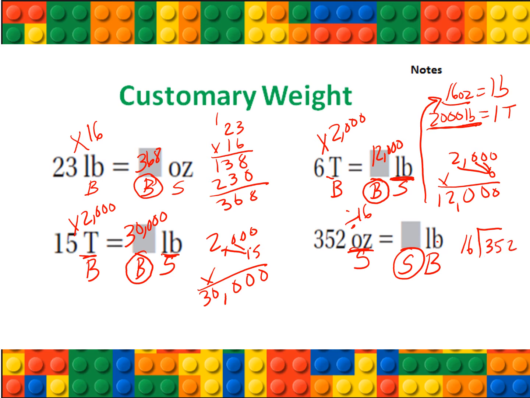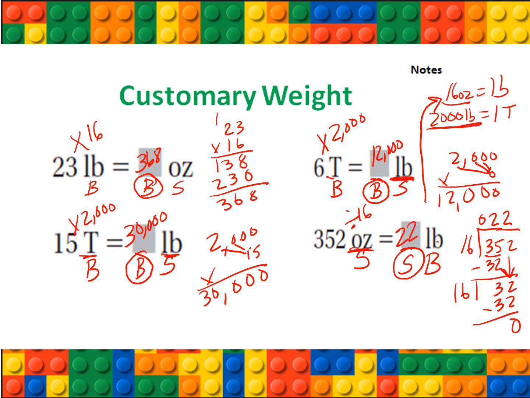16 goes into 33 0 times. 16 goes into 35 2 times. Gives me 32. 35 minus 32 is 3. Bring down the 2. 16 goes into 32 again 2 times. 32, 0. So the answer is 22 pounds.